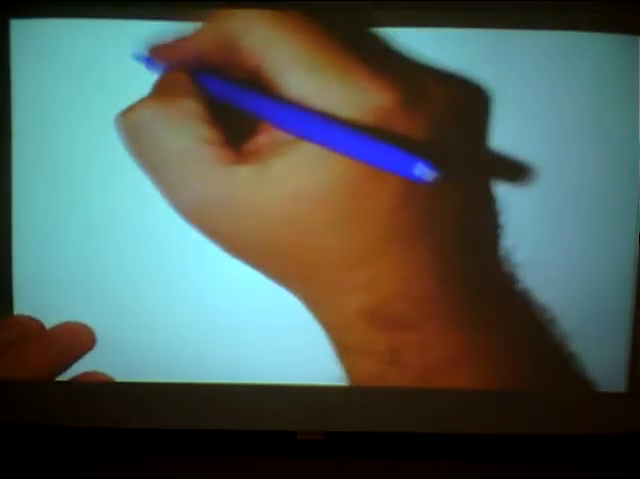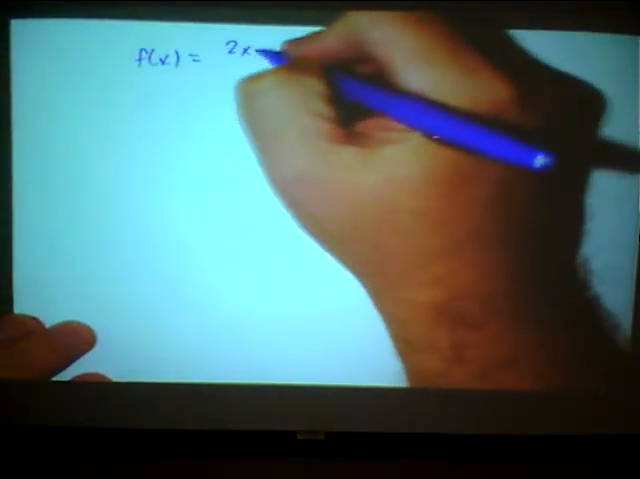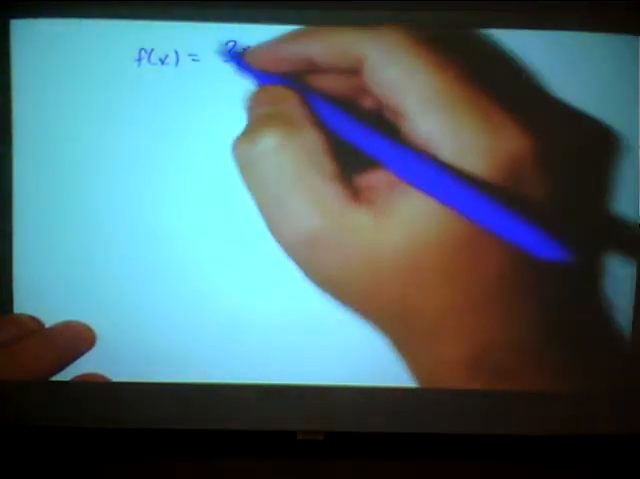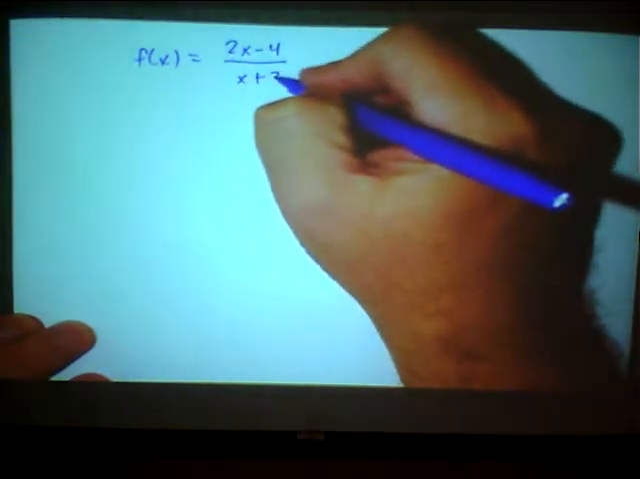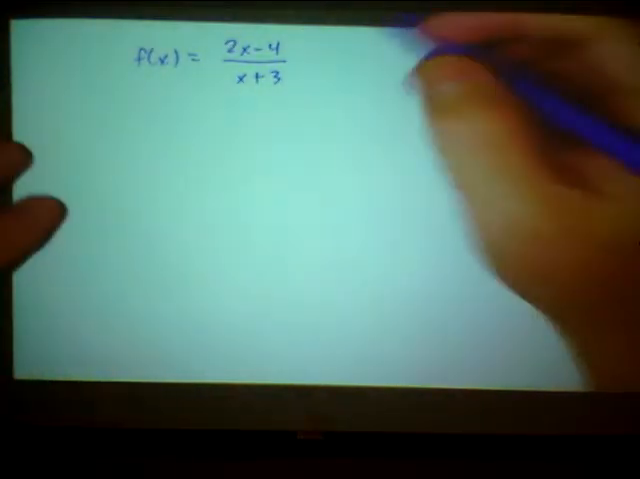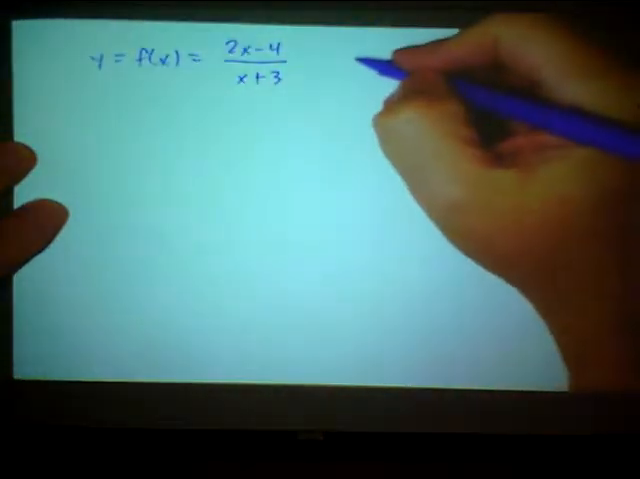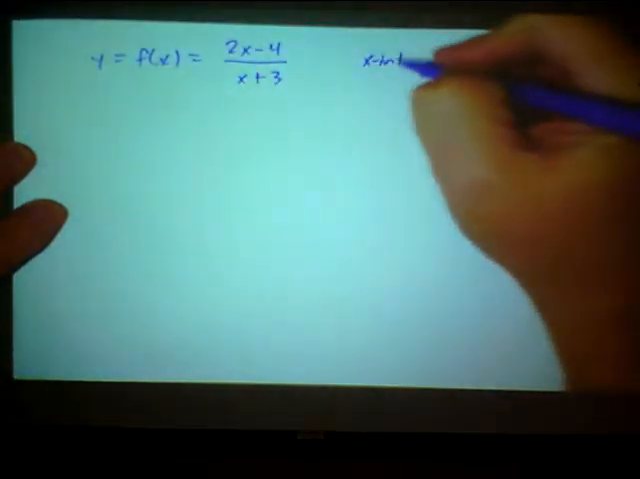How about f of x equals 2x minus 4 over x plus 3. So let's go ahead and start with my, and I can call this y if I want. So let's start with my x-intercept.